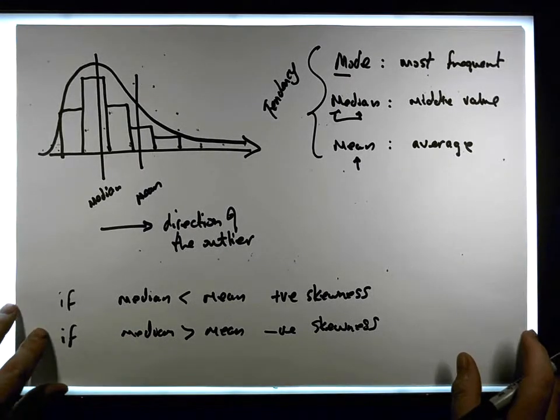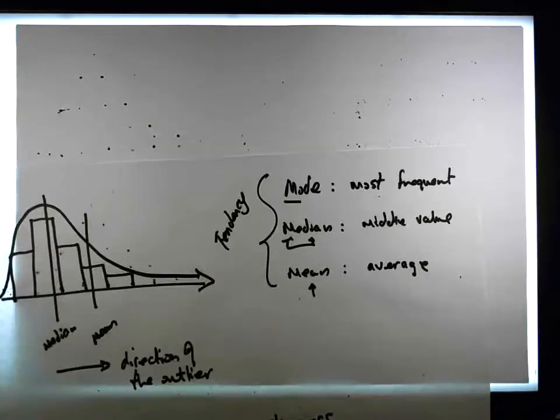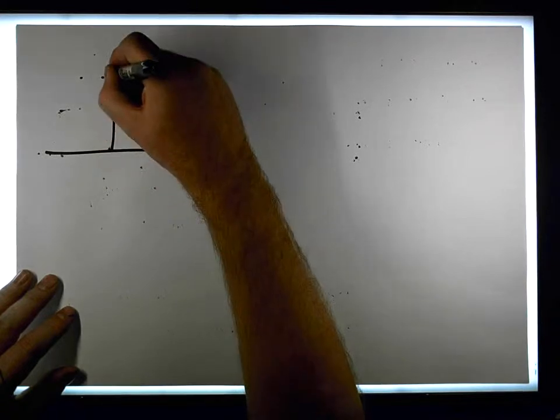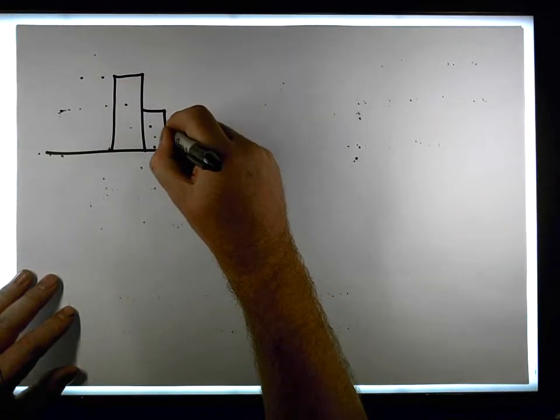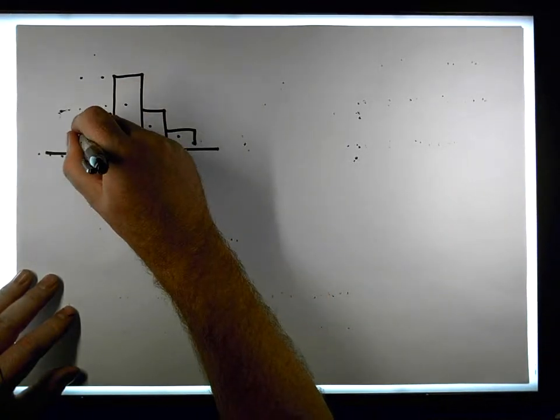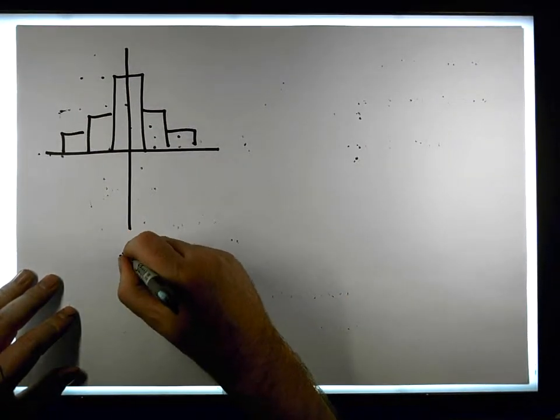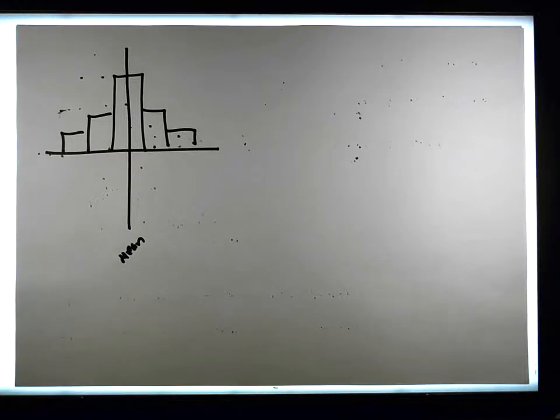Now, let's go back to the idea of a symmetric distribution. The symmetric distribution goes something like this. And the mean is down the middle. So here's our mean, down the middle.